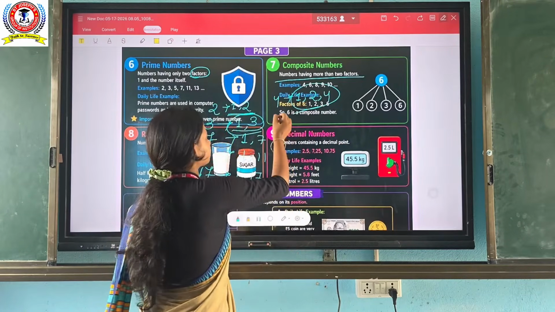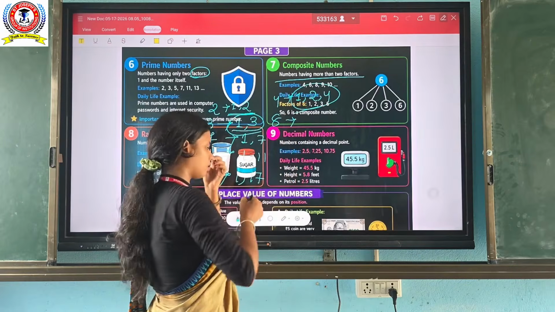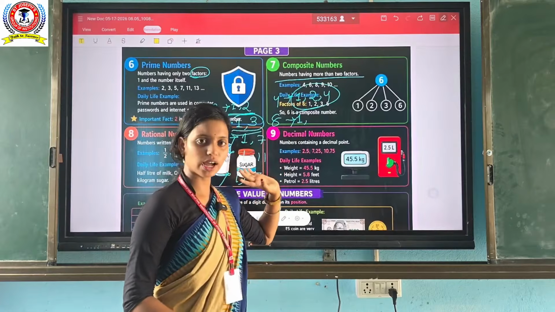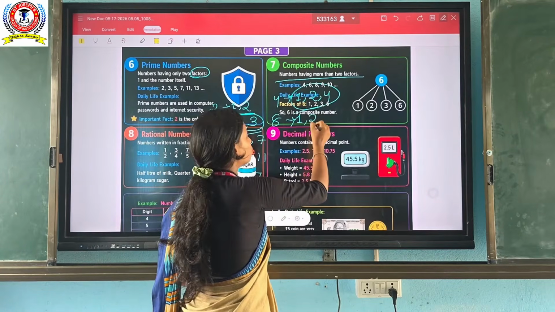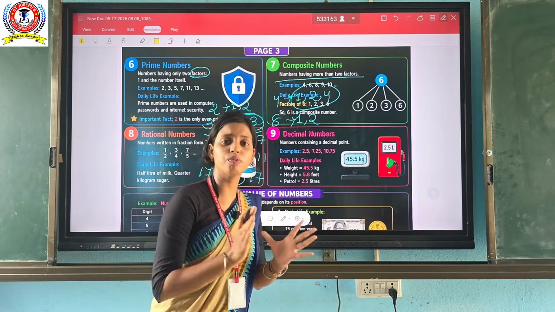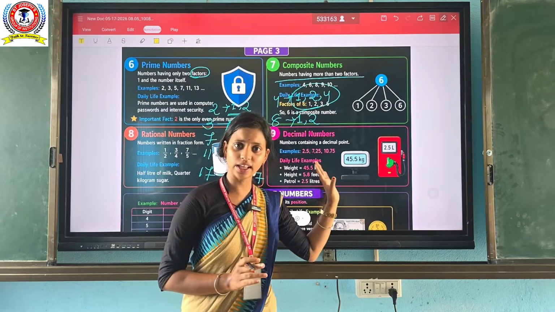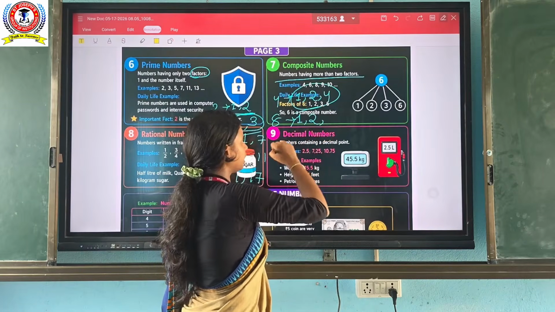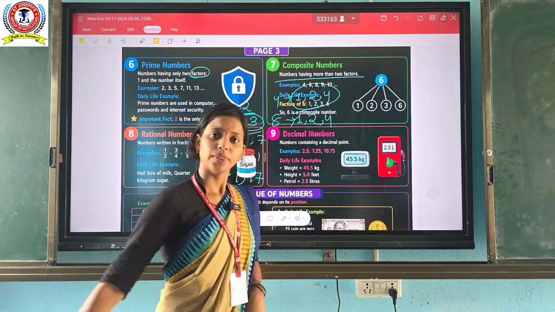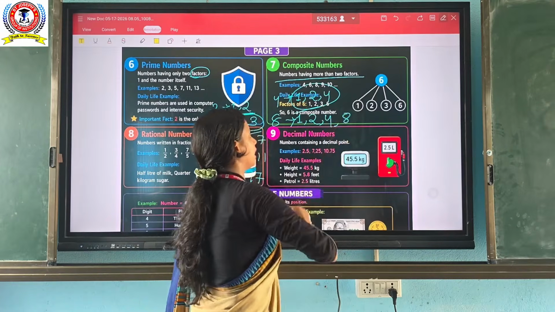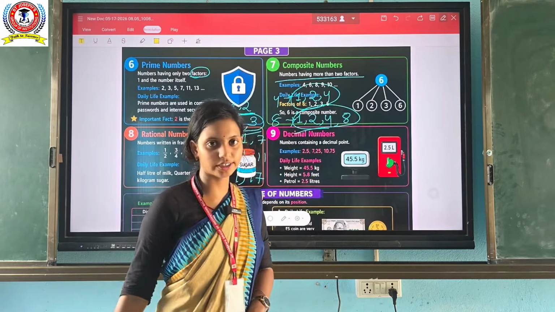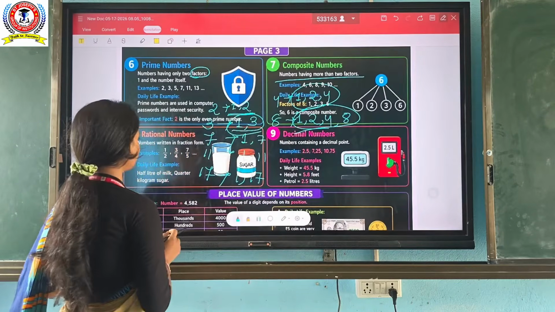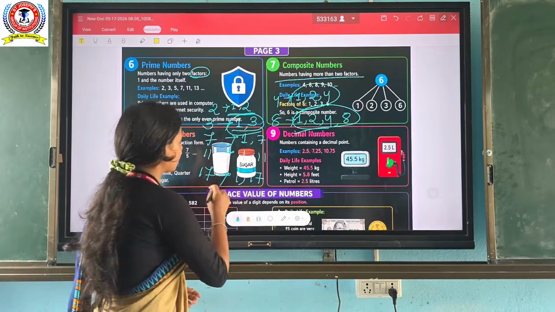Next, if I write here 8, 1 is the factor of every number, so 1 will be a factor of 8. Then 2 times 4 is 8. Multiplying 2 with 4 gives 8, so 2 will also be a factor of 8. Next, what other factors does 8 have? 4 times 2 is also 8, and 8 times 1 is 8. So we get more than 2 factors here, means these are all composite numbers. Is it clear? Next comes fraction.